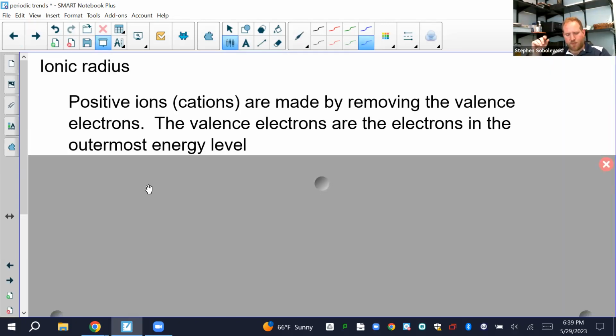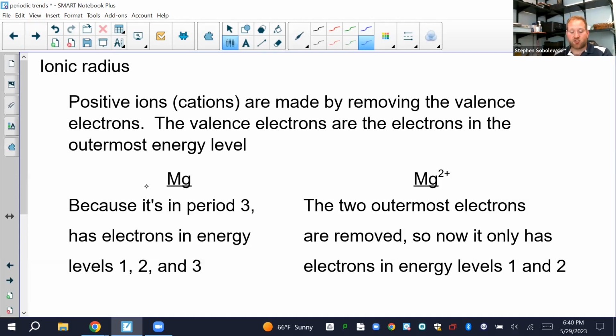Positive ions first. Positive ions or cations are made by removing the valence electrons. And of course, you know, valence electrons are the outermost electrons. The valence electrons are the electrons in the outermost energy level. So when you remove them, what do you think that's going to do to the size of the atom? Well, it's going to greatly shrink it.